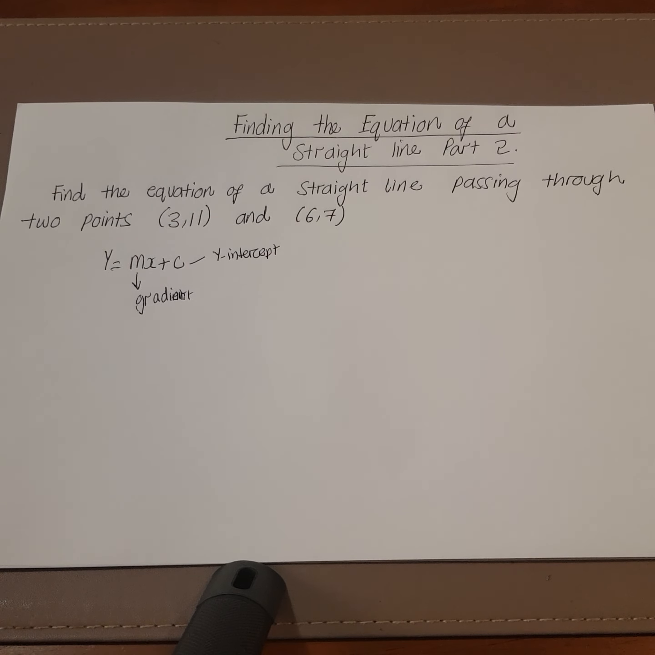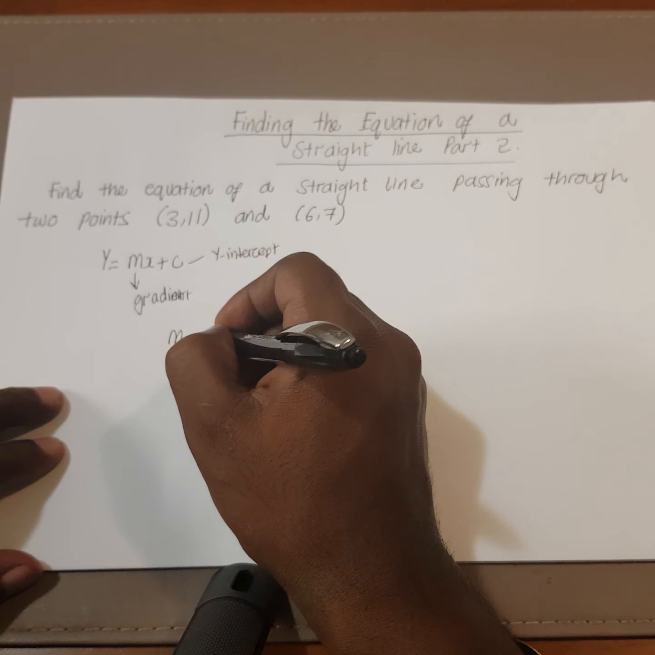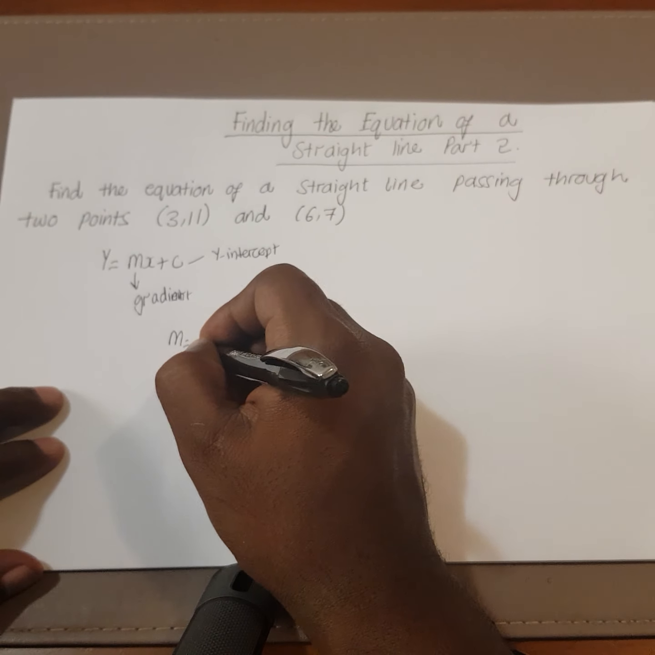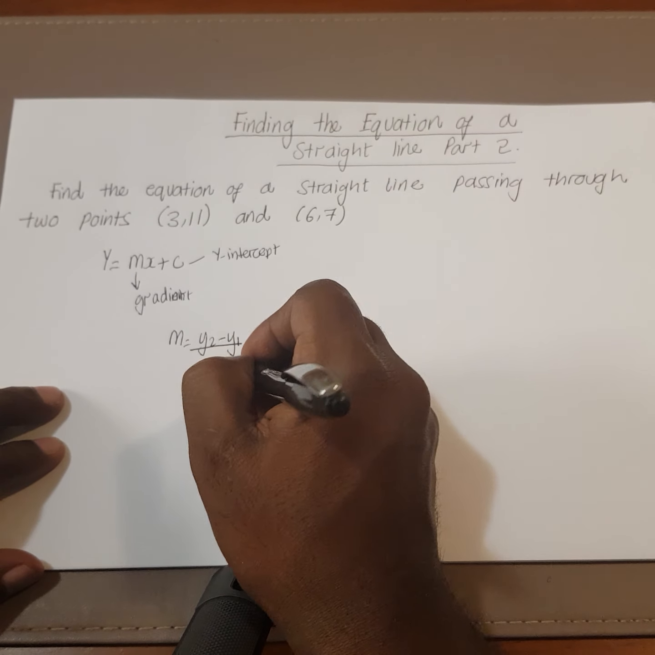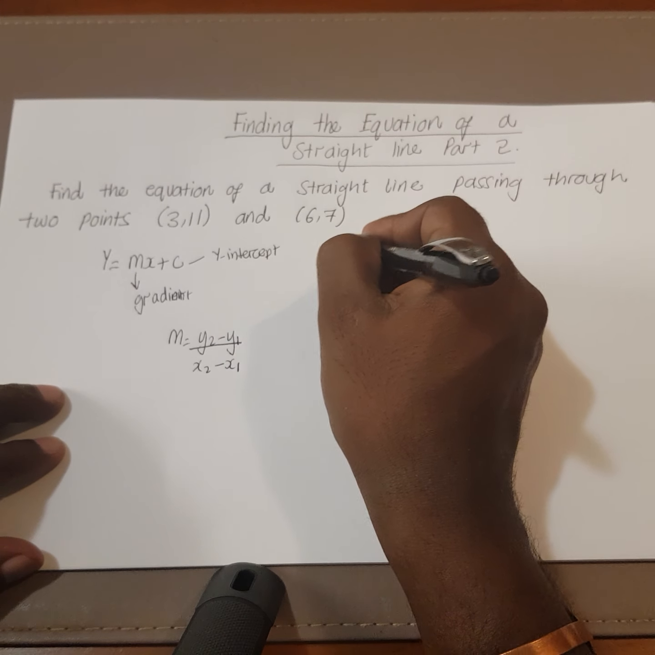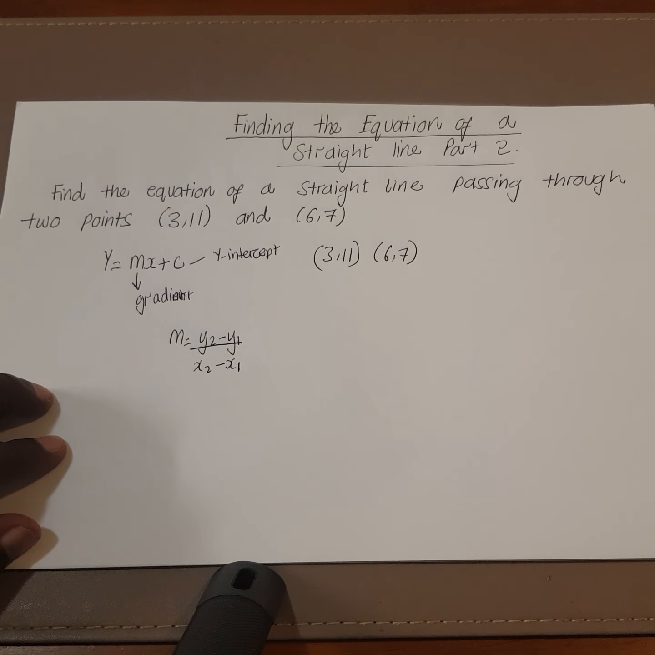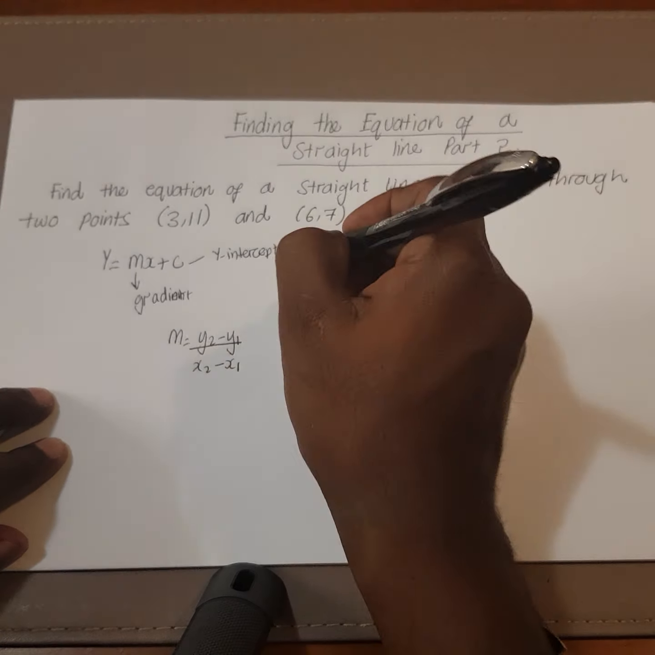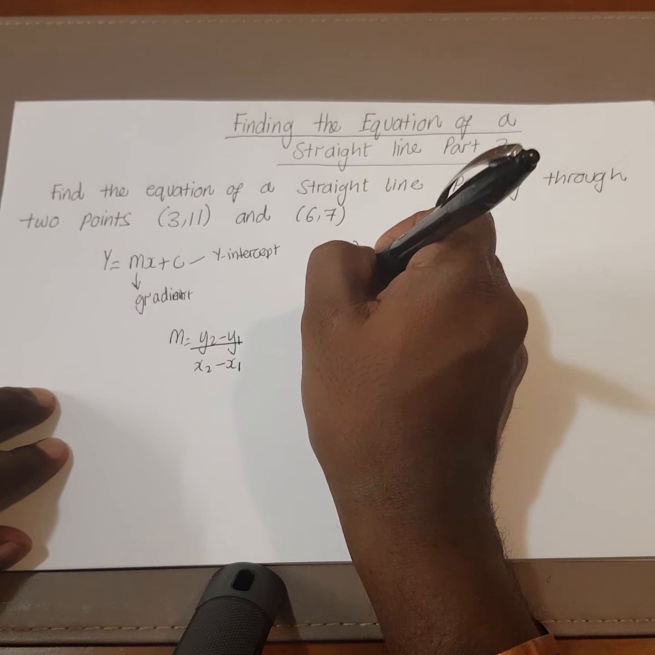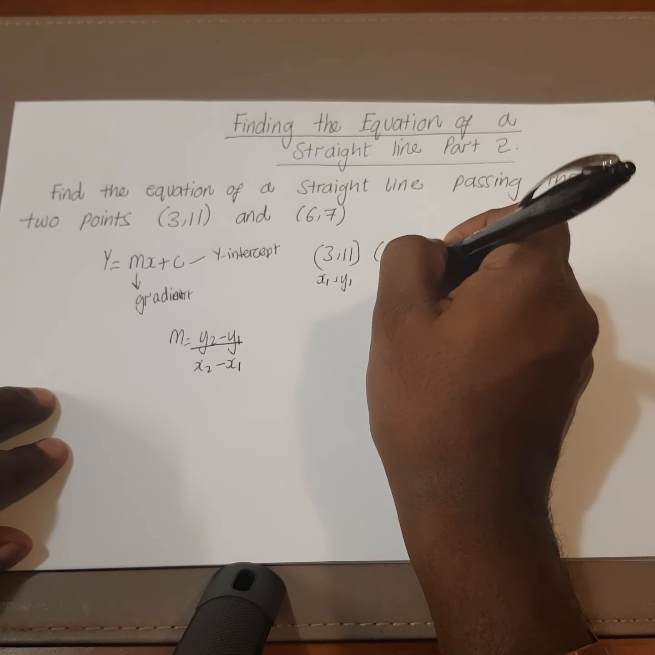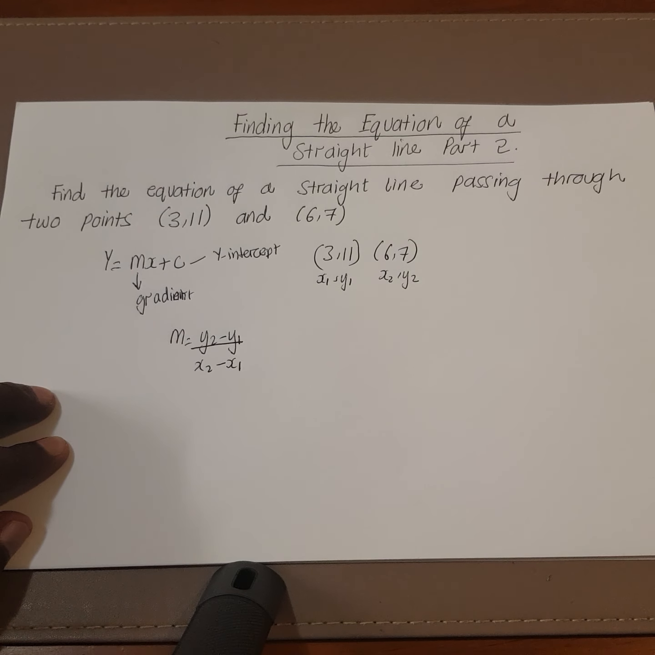So how do we calculate the gradient? If you remember from the previous videos, the formula for calculating the gradient is y2 minus y1 over x2 minus x1. We've got 2 points here, 3, 11 and 6, 7. I'll label them as x1, y1 and x2, y2. If you look at my previous video sessions, I've also uploaded one video on how to calculate the gradient.